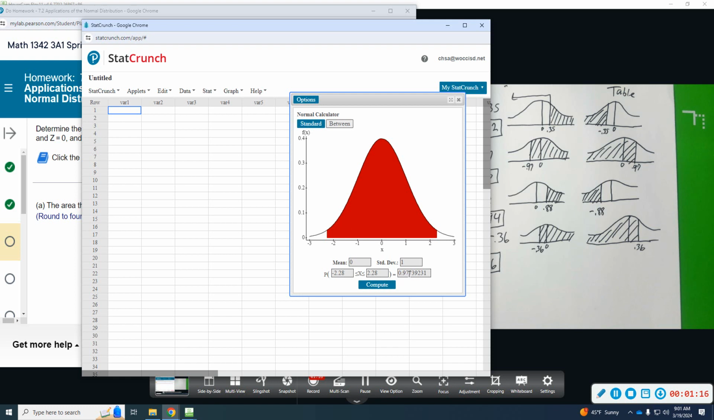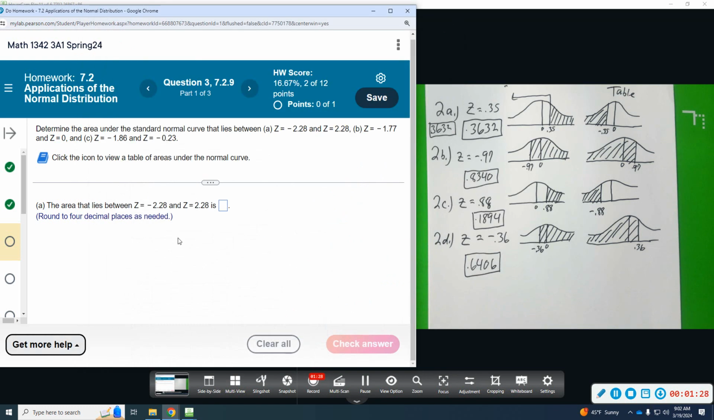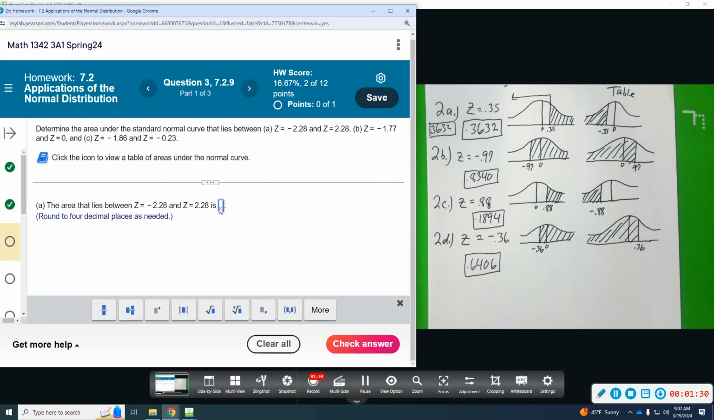So 0.9773, but you round to 4 decimal places, so this 5th place, the 9 will round up to a 4, so 0.9774. So area between 0.9774.